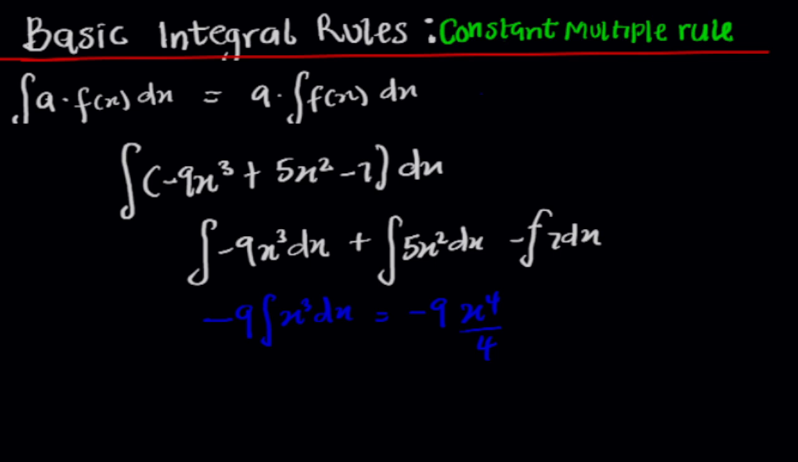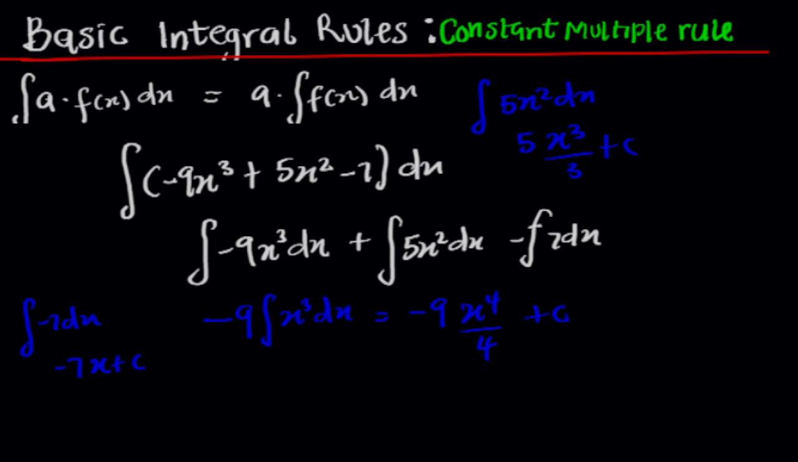Now, if you are integrating 5x squared dx, this is going to give us 5x to the power 3 divided by 3. That's what you're going to have if you integrate this. Then we're going to have plus c here. Then the last one, if you integrate it, you're going to have the integral of minus 7 dx, and that's going to give us minus 7x plus c. That's what we're going to have.